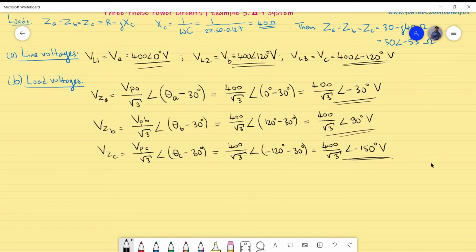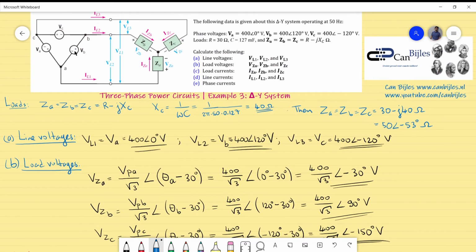So what I want to do is I will do a check. What do I want to check? I will check the following. This voltage, VA, if you just apply the Kirchhoff voltage law here, from this point B to A must be also this voltage plus this voltage, which is of course VZB minus, because there is a minus here, VZA.